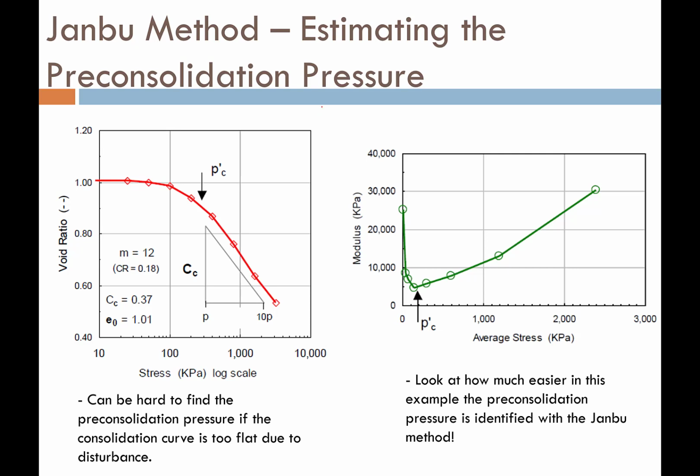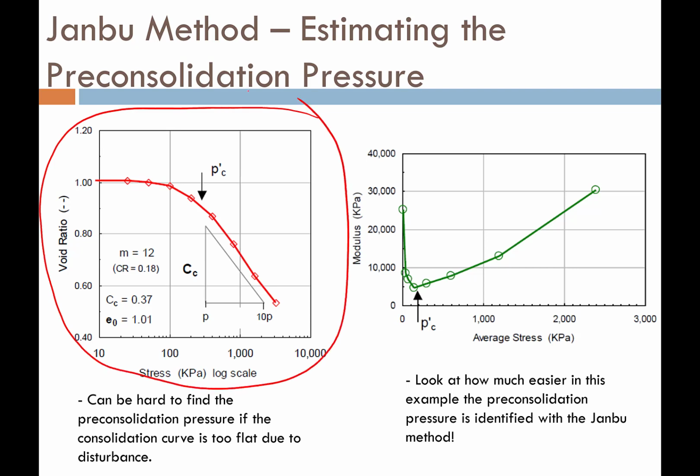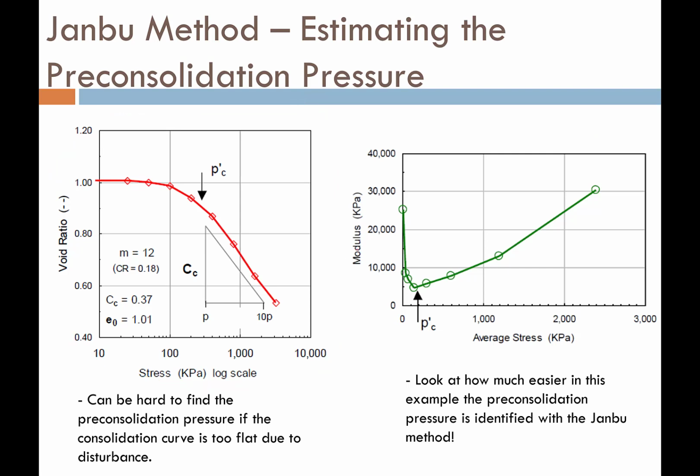So here's what you're used to seeing from Terzaghi's work, where we have the traditional consolidation curve. You can see it's very flat. We can do the Casagrande method, and the pre-consolidation stress is going to be somewhere around there, but it's going to be more difficult. If I do the Janbu tangent modulus approach, that's shown here on the right, the pre-consolidation stress always corresponds to the low part of the curve. And so that's going to be the pre-consolidation stress there.